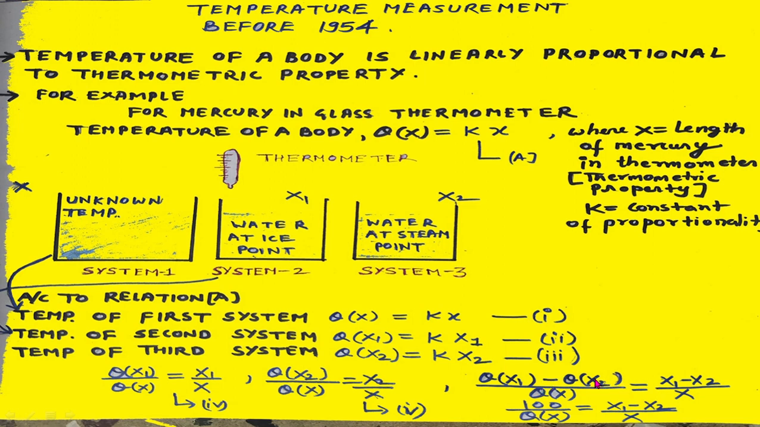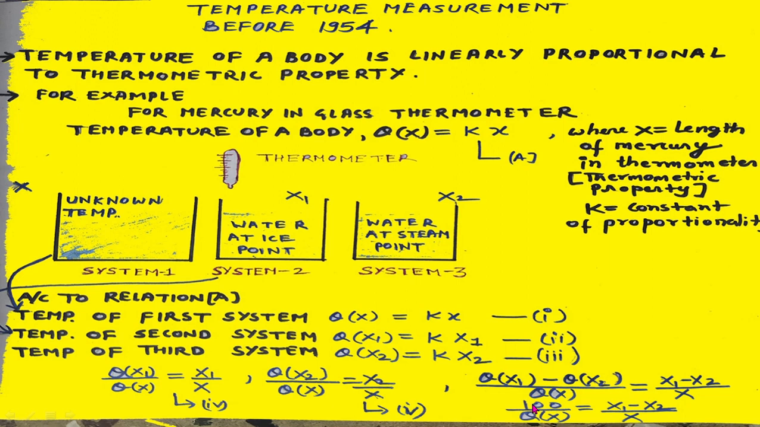Now if we assign an arbitrary number of degrees to the temperature interval theta x1 minus theta x2, as shown here, this term is assigned an arbitrary value of 100 degrees. Then the equation can be written as shown here. Why is it assigned as 100 degrees? It is an arbitrary number. The scientist chose this number 100 because it made the calculation simple. Otherwise you can choose any other number also, it doesn't matter, but at that time 100 was chosen, so I am writing here 100.